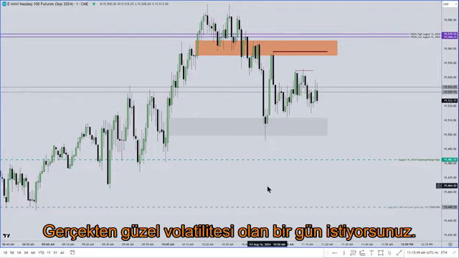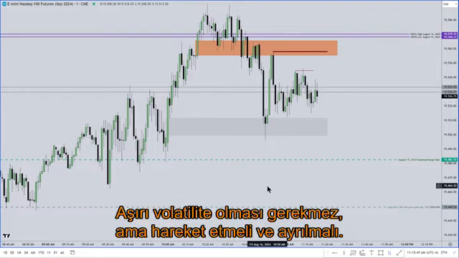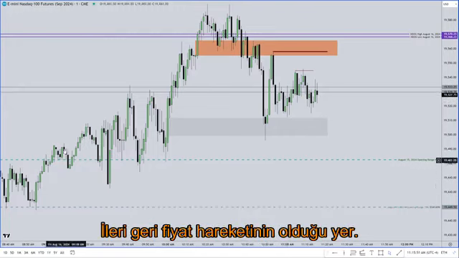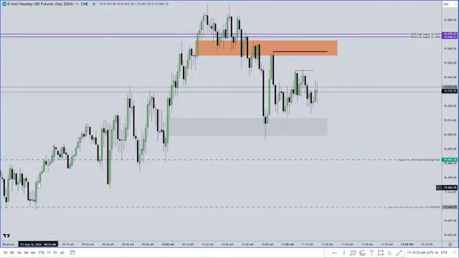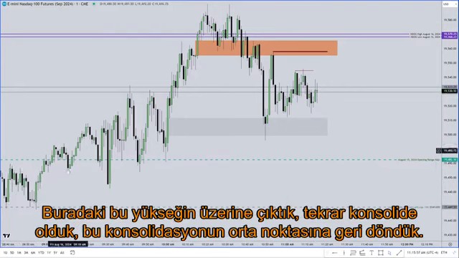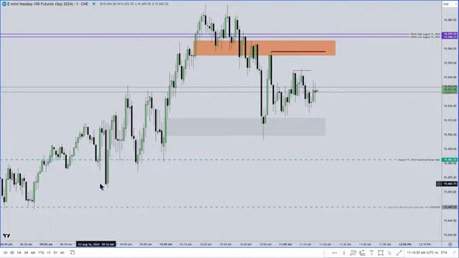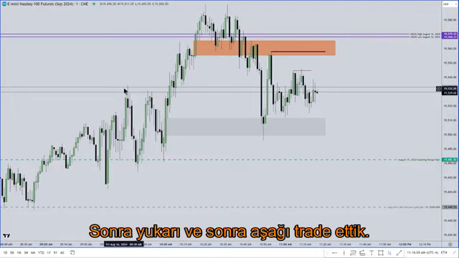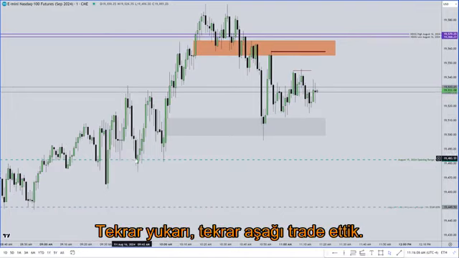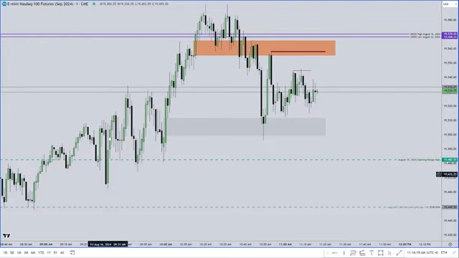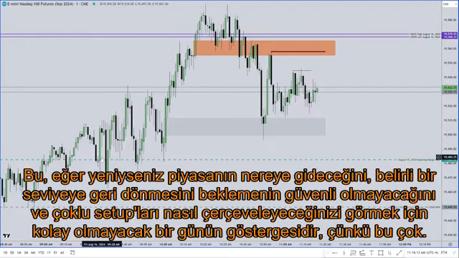You want a day that has really nice volatility. It doesn't have to be extreme volatility, but it has to move and separate. Where we've had back and forth price action, look how it's done this here. We went above this high here, consolidated again, traded back down into the midpoint of this consolidation. Then we traded up, and then back down. Traded back up, traded back down.